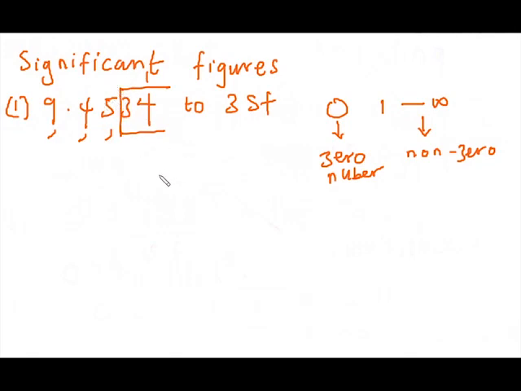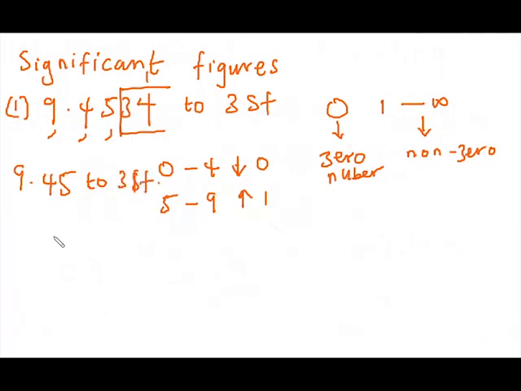For numbers between 0 to 4, we round them down to 0. The numbers between 5 to 9, we round them up to 1. This number is a 3 and it is between 0 to 4, so it will be rounded down to 0 and then added to this number. This means that we have 9.45 as the interpretation of this number to 3 significant figures.